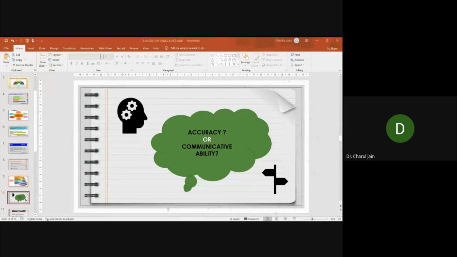So I will say why I am saying this. When we are talking about accuracy, we are talking about correct use of vocabulary, correct spellings in writing, correct grammatical structure, and correct sentence or discourse construction. On the other hand, when we are talking about communicative ability, we are focusing on being able to communicate. We may not be accurate, but we are able to communicate.